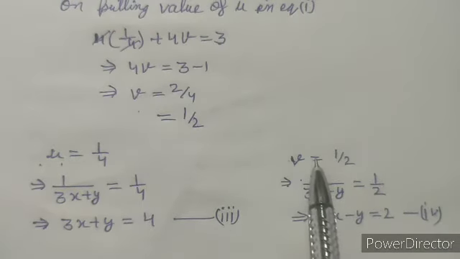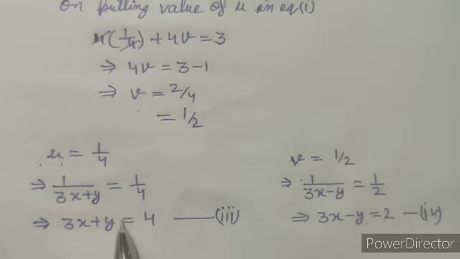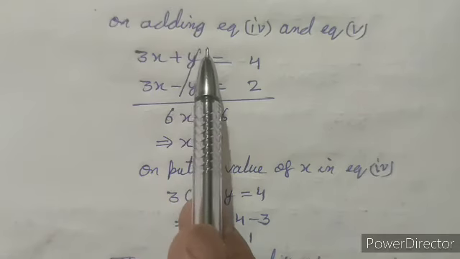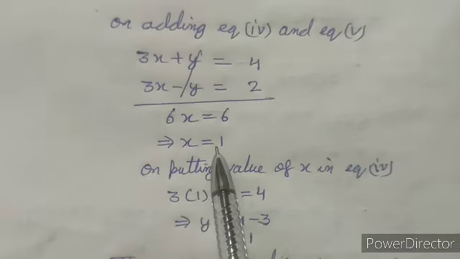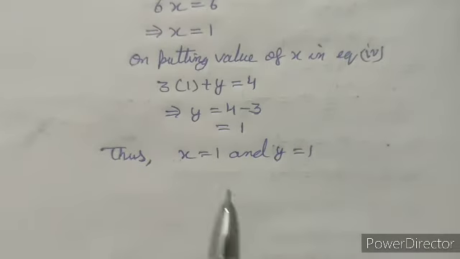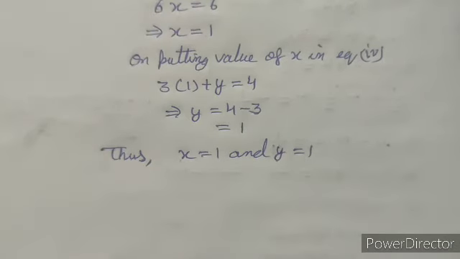Similarly, we are getting v equal to 1 by 2, and we have taken 1 upon 3x minus y as v, and that will give us 3x minus y equal to 2. Now again we can solve these two equations by elimination method to find the value of x and y. Now if we add equation third and fourth, y will be eliminated and we will get x as 1. And on putting the value of x in either equation fourth or fifth, we are getting y as 1. So we can say that the value of x is 1 and y is 1 here.